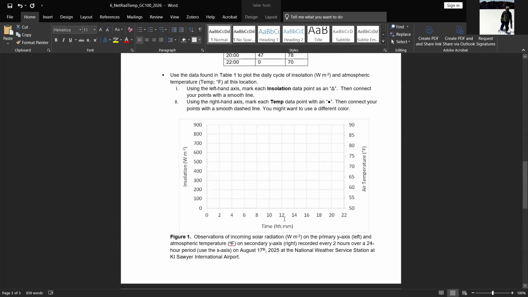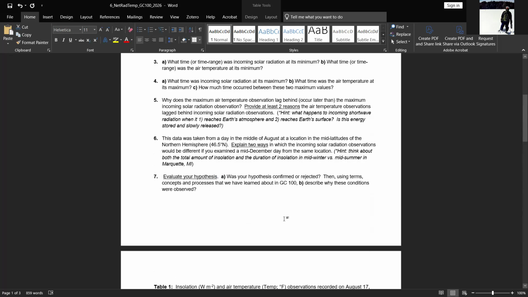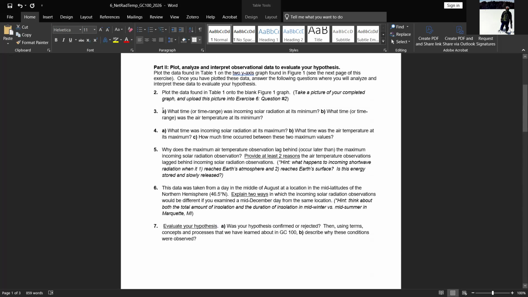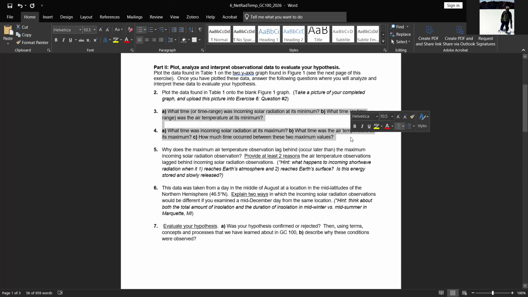So now comes the interpretation part of it all. From questions 3 and 4, I'm really just asking for more of a result. Directly compare incoming solar radiation as well as air temperature. So what time was incoming solar radiation at its minimum? What time was it at its maximum? And so on and so forth.